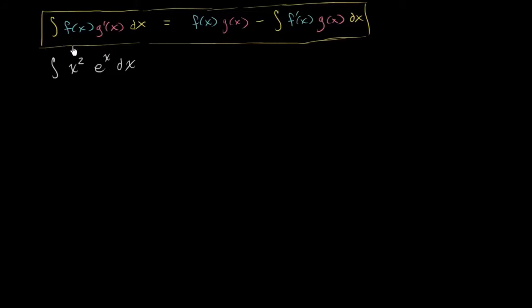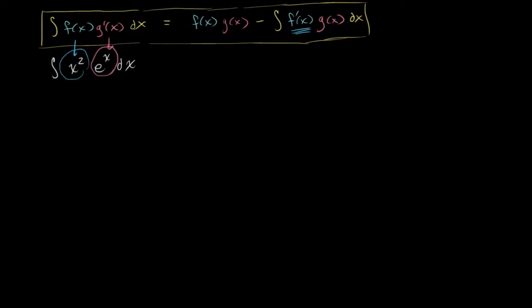So let's assign f of x to be equal to x squared. And we want that one to be the one where if I take the derivative, it becomes simpler, because I'm going to have to take the derivative of f of x right over here in the integration by parts formula. And let's assign g prime of x to be equal to e to the x, because later I'm going to have to take its antiderivative, and the antiderivative of e to the x is still just e to the x.